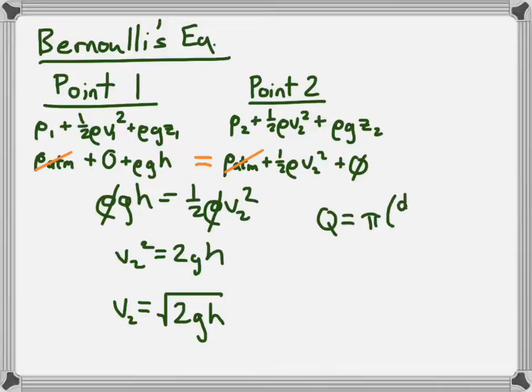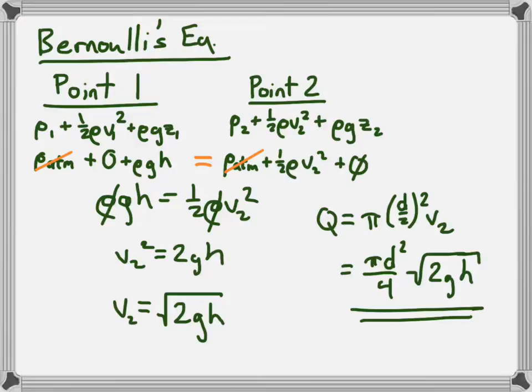Okay, now I can figure out what the volume flow rate is. Q. We came up with this earlier. It's just pi times the diameter over 2 squared times V2. And if I plug in what we figured out for V2, then I have an expression for the volume flow rate, and that's pi d squared over 4 times the square root of 2gh, and that would be my answer.